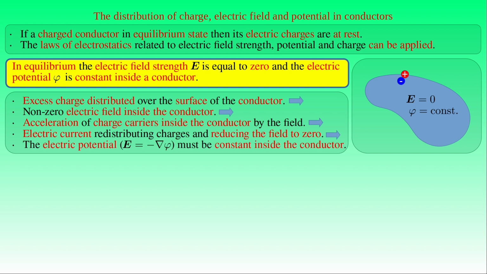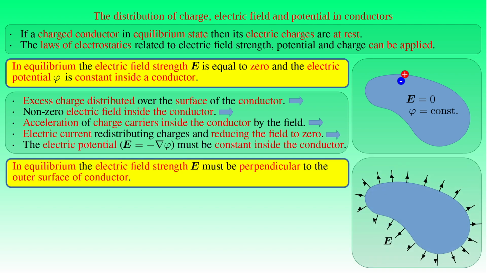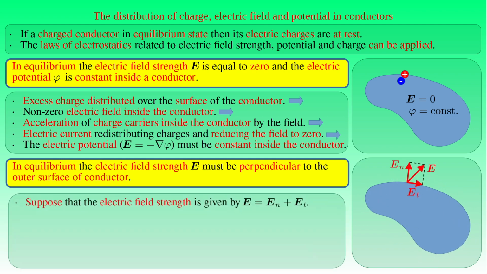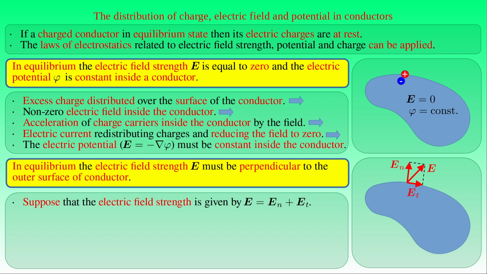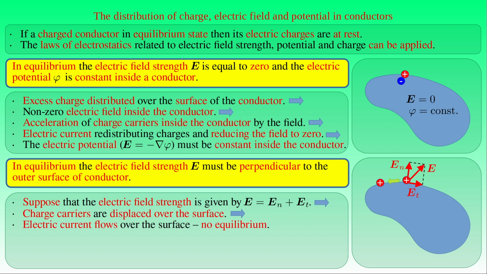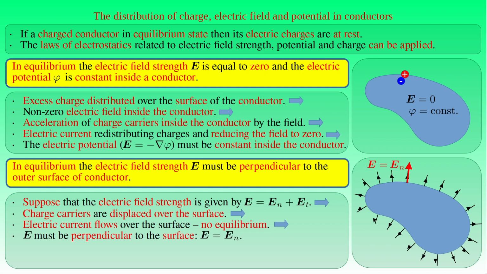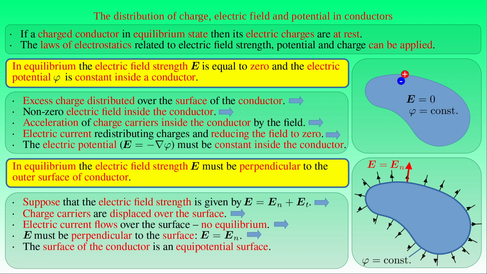The second conclusion states that in the case of equilibrium, the electric field strength E must be perpendicular to the outer surface of the conductor. For if the vector E was not perpendicular to the surface, then it would have not only a normal component but a tangential component accelerating the charge carriers on the surface. As a result, the charge carriers would be displaced over the surface by the electric field, producing a current over the surface. Since there is no current in equilibrium, the vector E must be perpendicular to the surface of the conductor with a vanishing tangential component, that is, the surface of the conductor is an equipotential surface. But we have already seen that the electric potential inside the conductor is constant, and the whole conductor is then an equipotential domain.